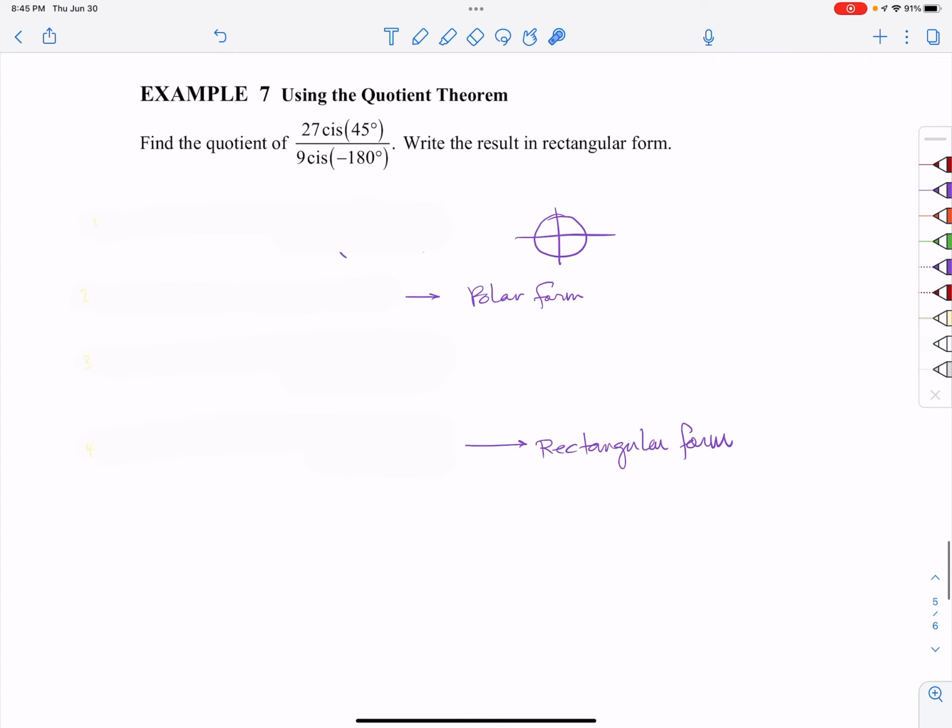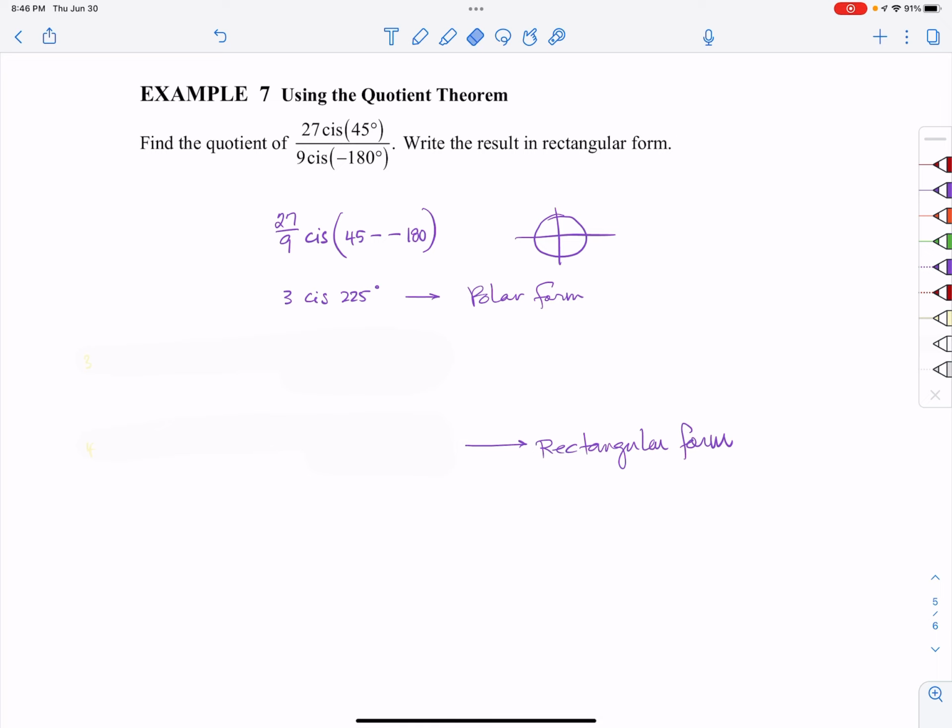Okay, so let's put this into practice for example number 7. First thing we'll do is let's divide our radii, which is going to be 27 over 9, and then we're going to subtract our angles. So 45 minus negative 180, so that's going to be 3 cis 225. Two negatives make a positive there. This is polar form. Notice that I am asked for rectangular form.